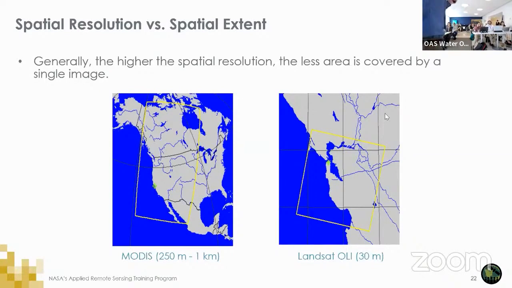And that's why this instrument on that spacecraft can capture global observations everywhere on the planet in 1 to 2 days, where this instrument takes 16 days to come back to this one spot on the planet, just because its extent is much smaller. But that's what we're talking about when referring to resolution versus extent. Okay, next slide.